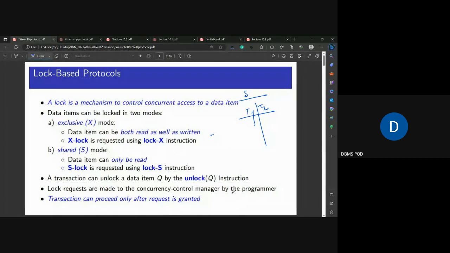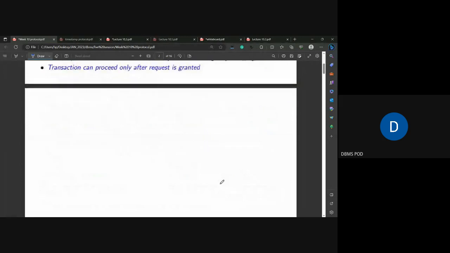So first we will see shared lock. Why are we using locks? To achieve a serializable schedule, that's why we are using a locking protocol. Whenever a transaction wants to perform any operation, before performing it, it should apply a lock. There are two types of lock: one is shared lock and another is exclusive lock.